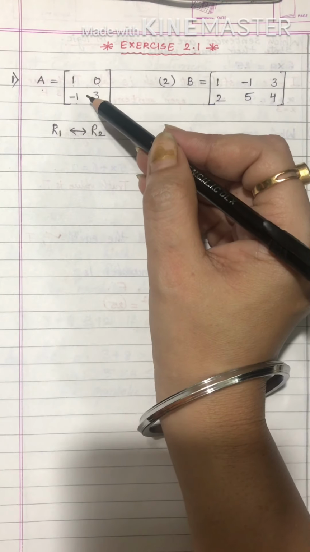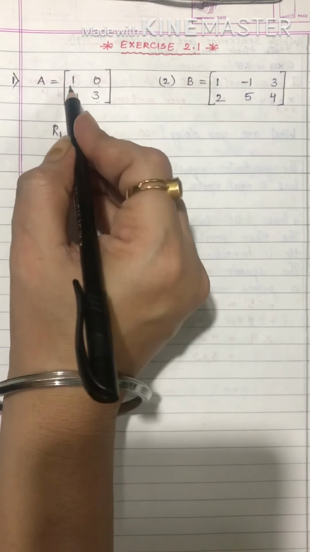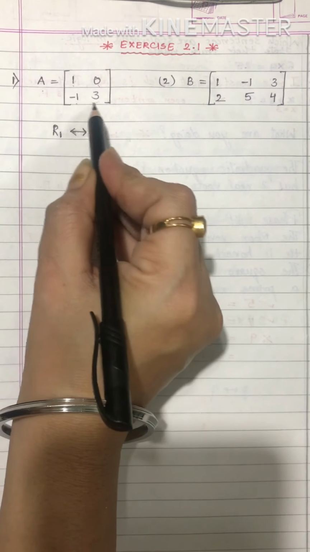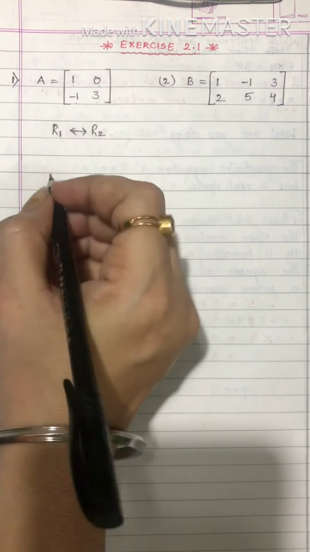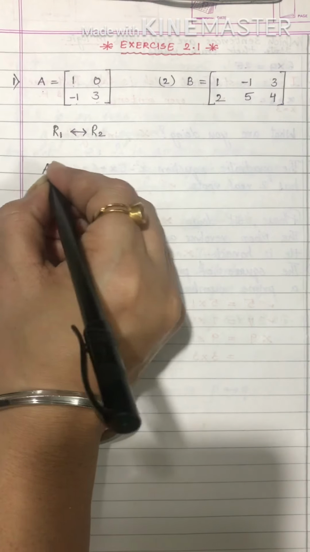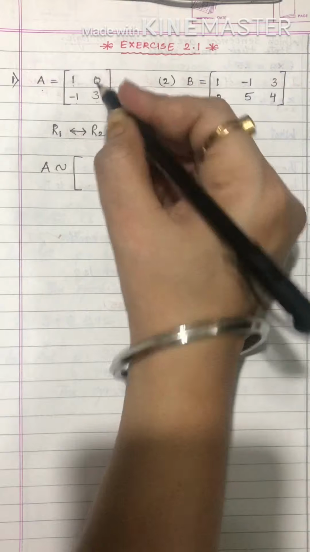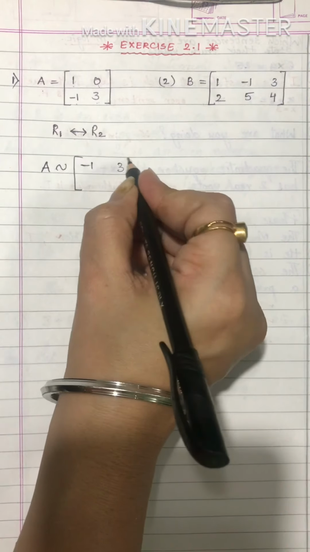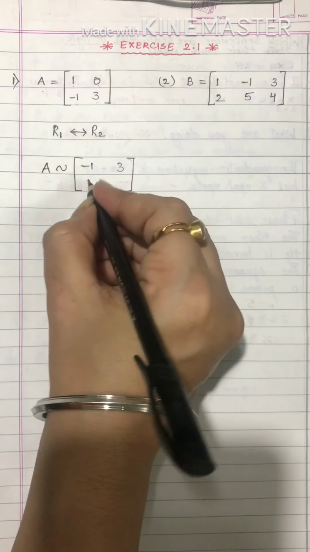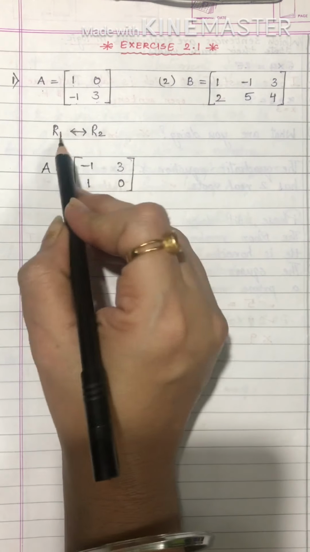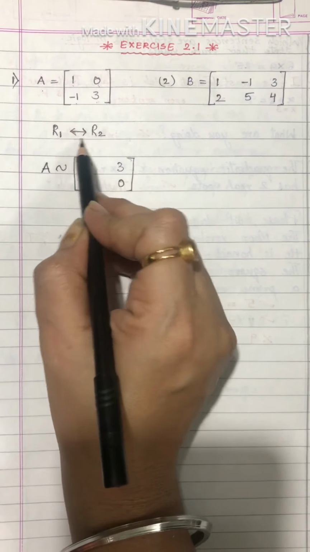What you got to do now? R1 is this 1 and 0, and R2 is these elements minus 1 3. So when you interchange, we write A is equivalent to R2 written as R1, and R1 written as R2. Okay, so this is what we need to do for a given transformation like this.